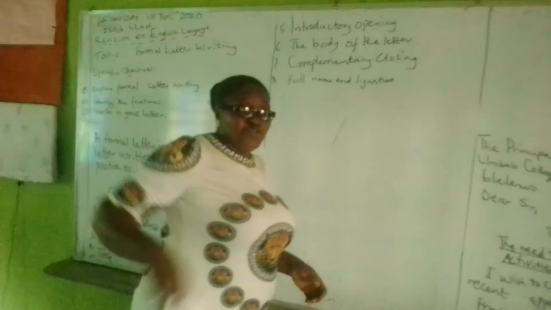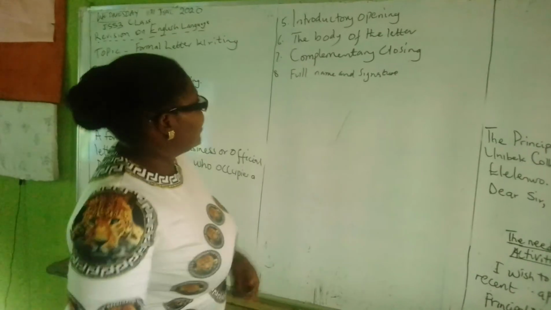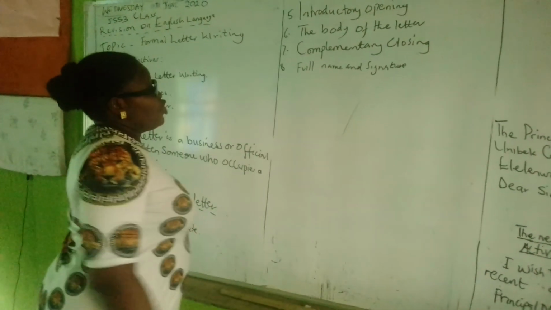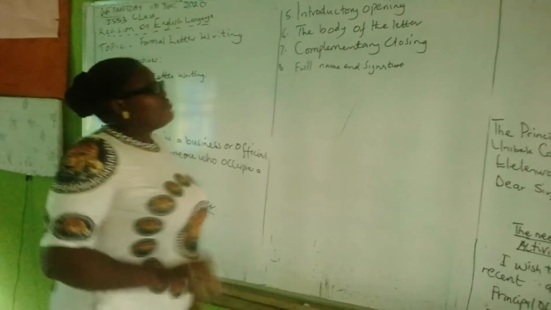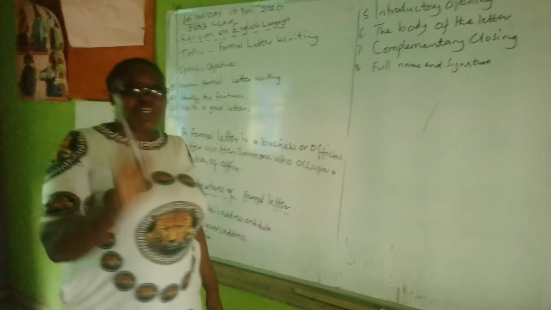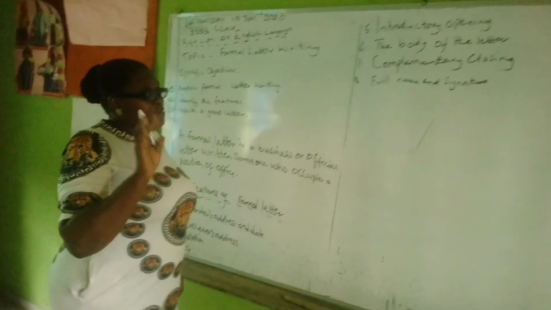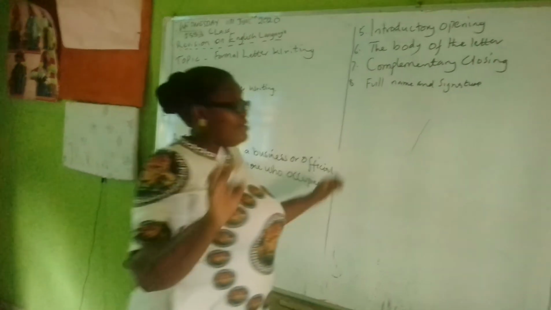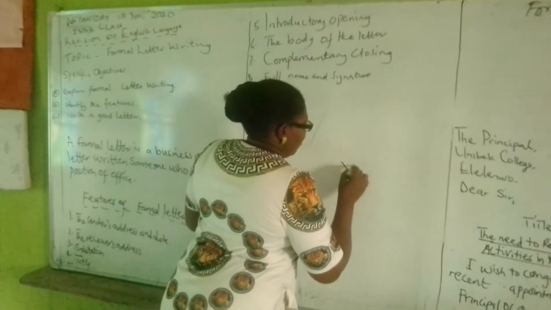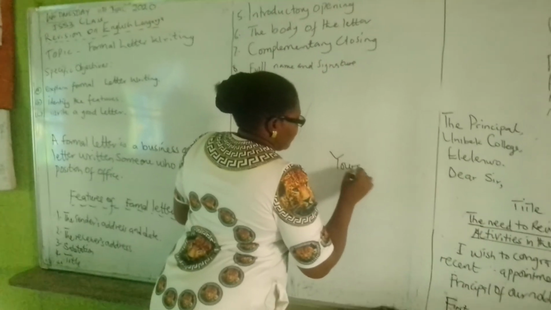Then the next thing you should do after them is number 7, the complementary closing. The conventional way, I call it conventional because there is no other way. That is the only way we know. The conventional way of closing a formal write-up is yours faithfully.